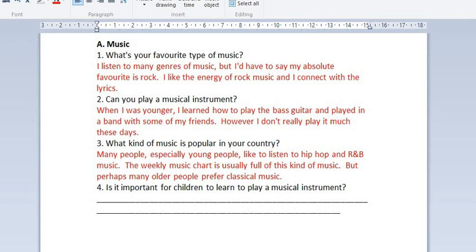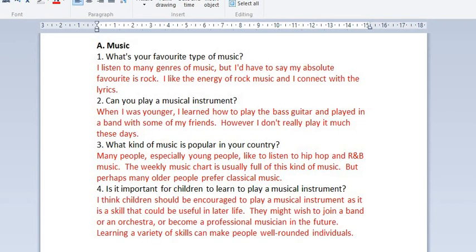And the last question in this topic, is it important for children to learn to play a musical instrument? And my answer is, I think children should be encouraged to play a musical instrument, as it is a skill that could be useful in later life. They might wish to join a band or an orchestra, or become a professional musician in the future. Learning a variety of skills can make people well-rounded individuals.